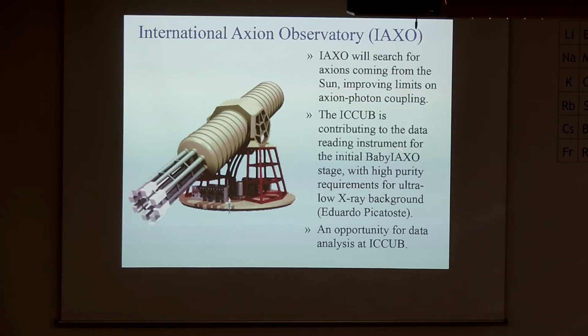There's something called Baby IAXO, which is a prototype of the proposed IAXO, where we are contributing with the data acquisition and the electronics to read the data generated by the X-rays when they come to the detector and generate an electron cascade. Eduardo Picatoste has been working on this. So this is an opportunity for anybody at the institute interested in this to analyze the data that this axion telescope looking at the sun will generate, to understand what the limits are to which we can say if we have detected axions from the sun or not.